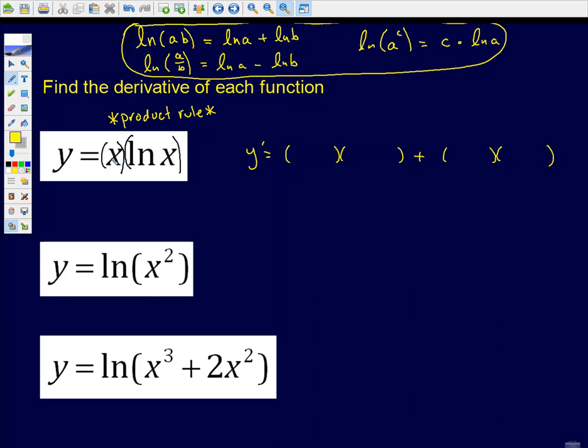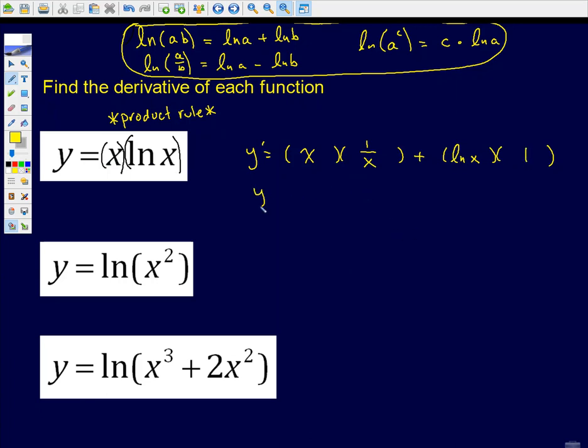And now I'm just going to say my rule, 1 d2 plus 2 d1. So the 1 is x, and the d2 is the derivative of the natural log of x that we just learned. The derivative of the natural log of x is 1 over x. And then over here I'm going to do 2 d1. So 2 is the natural log of x. d1 is the derivative of x, which is 1.